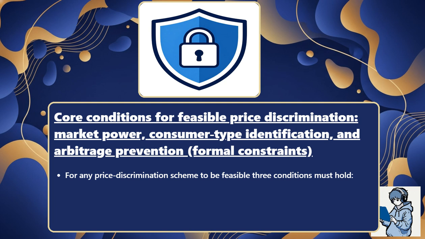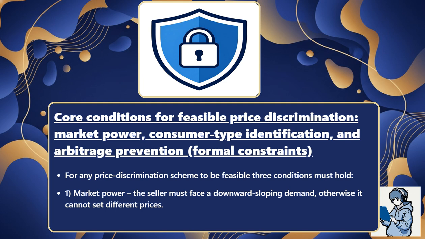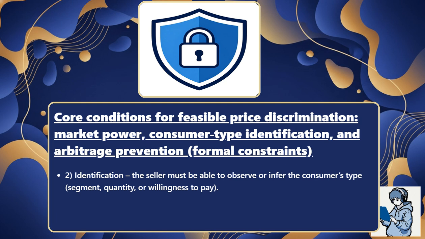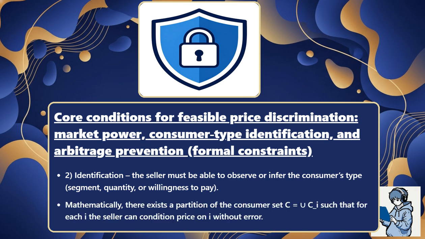For any price discrimination scheme to be feasible, 3 conditions must hold. Market power: the seller must face a downward sloping demand, otherwise it cannot set different prices. Formally, MR sub i less than P sub i for each segment. Identification: the seller must be able to observe or infer the consumer's type, segment, quantity, or willingness to pay. Mathematically, there exists a partition of the consumer set C equals the union of C sub i such that for each i the seller can condition price on i without error.